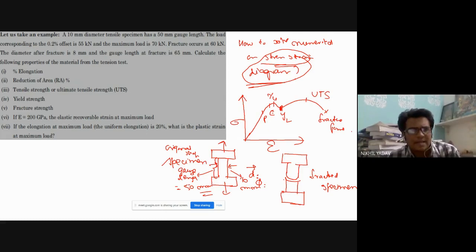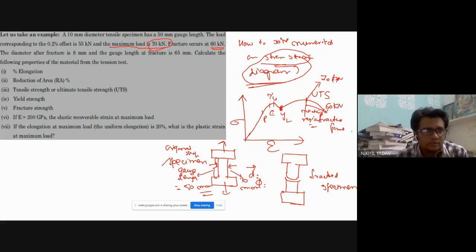Now the maximum load is 70. Here it is saying that the maximum load is 70, which means the load acting here is 70 kilo Newton, right? And as we go down, the magnitude of the load decreases, and it comes ultimately to 60 kilo Newton. It means that at this point the fracture will occur, and this region is known as the necking region. That's it.